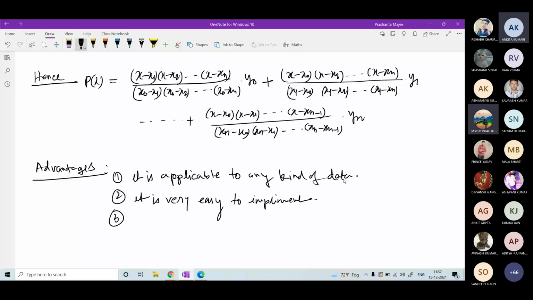x0, x1, x2, x3 have to be in increasing order or decreasing order. So they will have to be in a certain order. So you will have to sort the data according to the input values. Here you do not need to sort. You take the raw data and put it into the formula. So data need not be sorted. Data points need not be sorted according to input values.